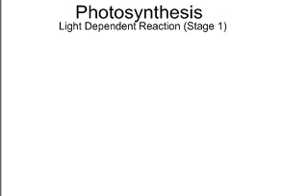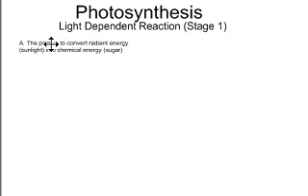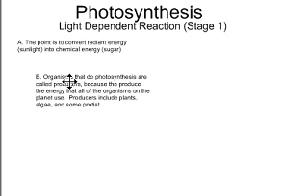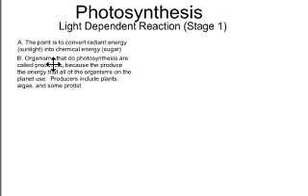Okay, here's some things I want to review. Here's the point of photosynthesis. The point is to convert radiant energy or sunlight into chemical energy or sugar, specifically glucose. There are other sugars that are made potentially, but glucose is the one we focus on. Okay, that's the point of photosynthesis. Remember that.